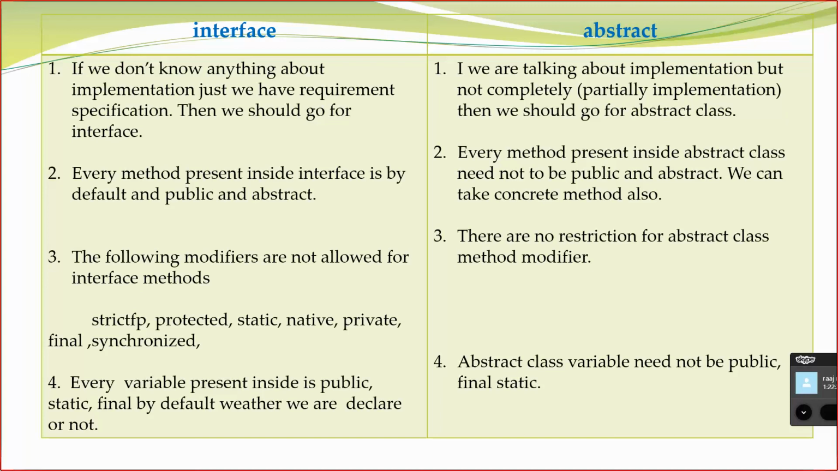Suppose in vehicles I have a car. That is specific, car only. If I create an abstract class for a car, that means I have to write car related methods. But if I'm going for vehicles, that means vehicles can have two wheelers, four wheelers, and heavy vehicles also. In that case, I'll go for an abstract class.